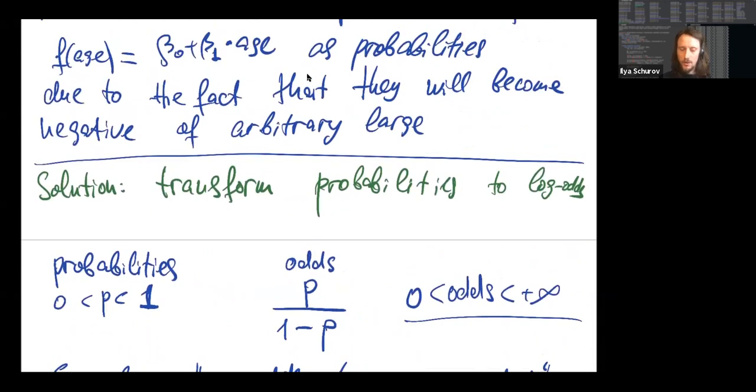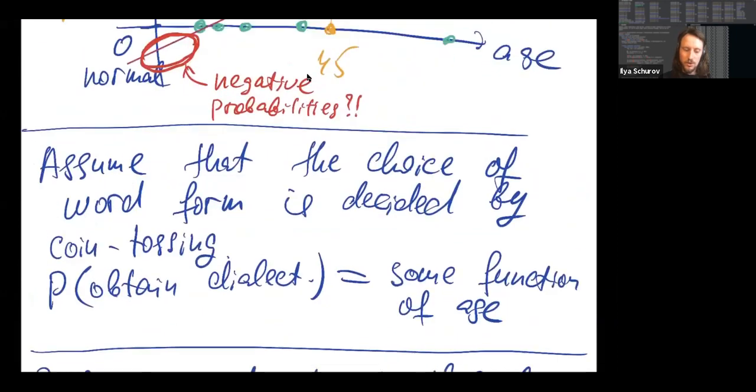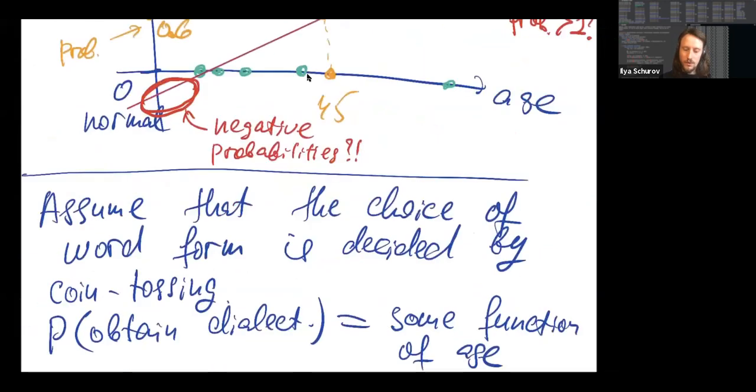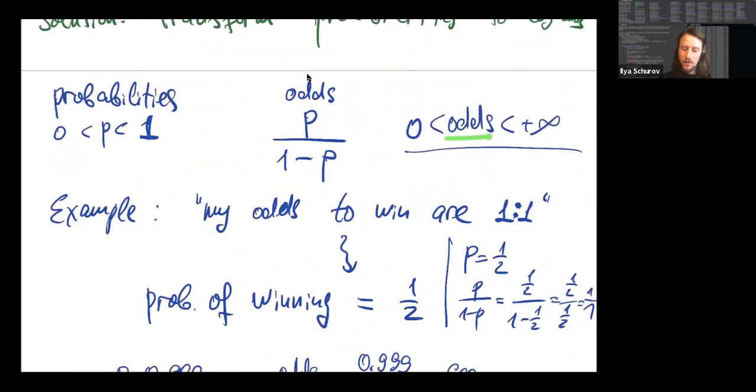It probably allows us to understand why I switched from probabilities to odds, because the range of this linear function is from negative infinity to plus infinity. All possible real values can be values of this function. If I have a linear function with non-zero slope, I can get either arbitrarily large values or arbitrarily small values. And that's what I have. And now I have these odds.